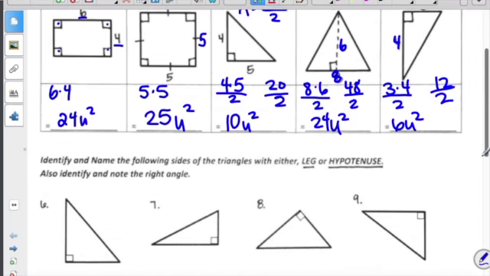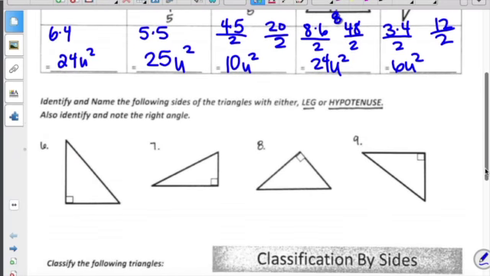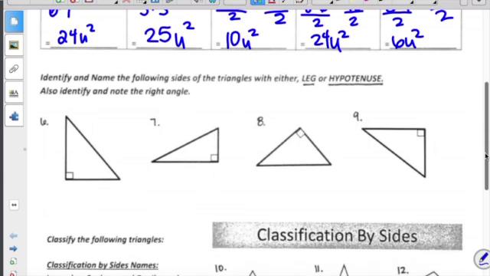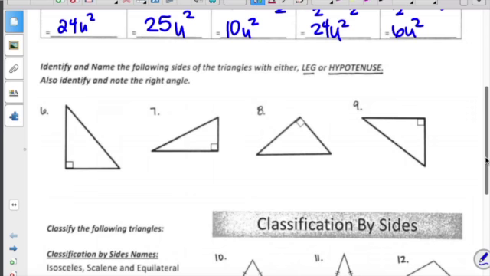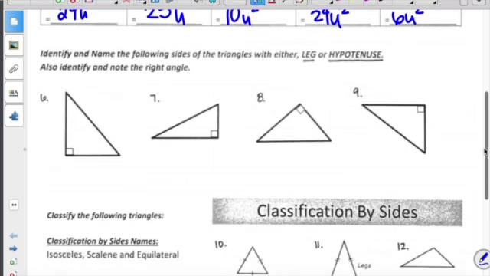The second section is we're going to identify and name the following sides of the triangles with either leg or hypotenuse. Also identify and note the right angle. So let's do the right angle first. This is our right angle, 90 degrees, and we can tell it's a 90-degree or right angle because of this little box. Okay, so those are our right angles.